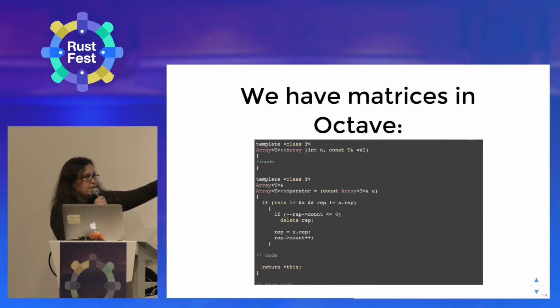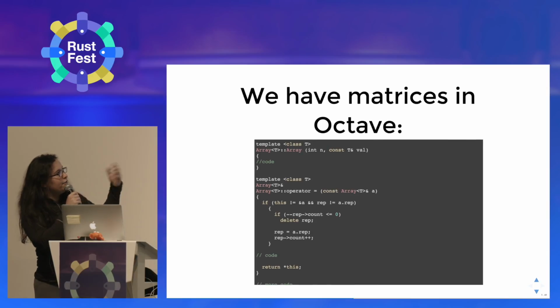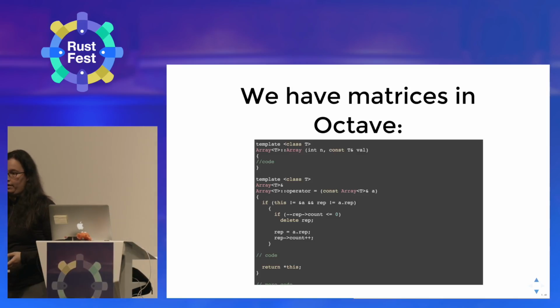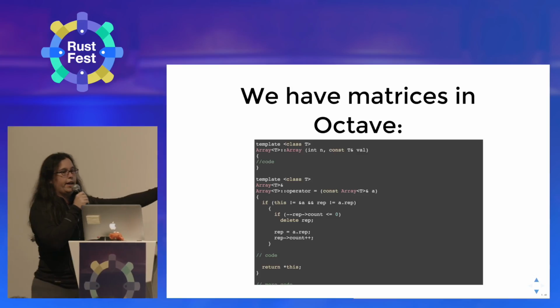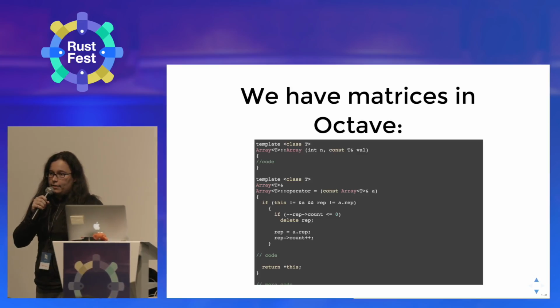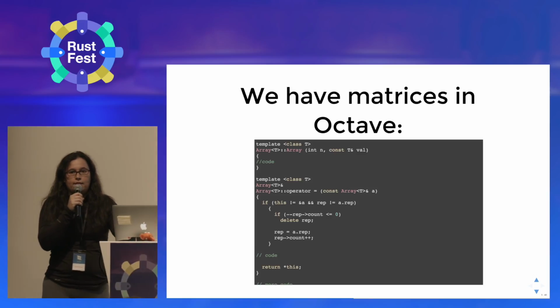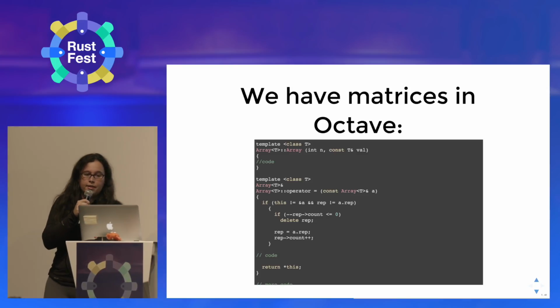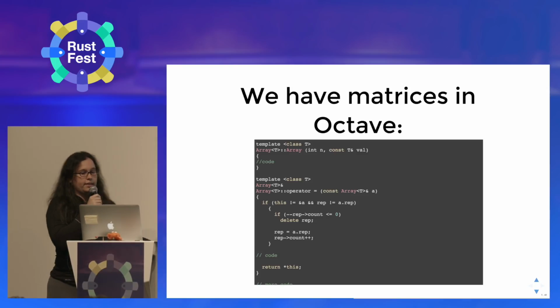For example, this is part of the code that you have to represent an array or a matrix in Octave. This is the code base for array, and there's a class called matrix. This is a very extensive code. It has around 500 lines, something like that. And it's pretty much about template declaration.